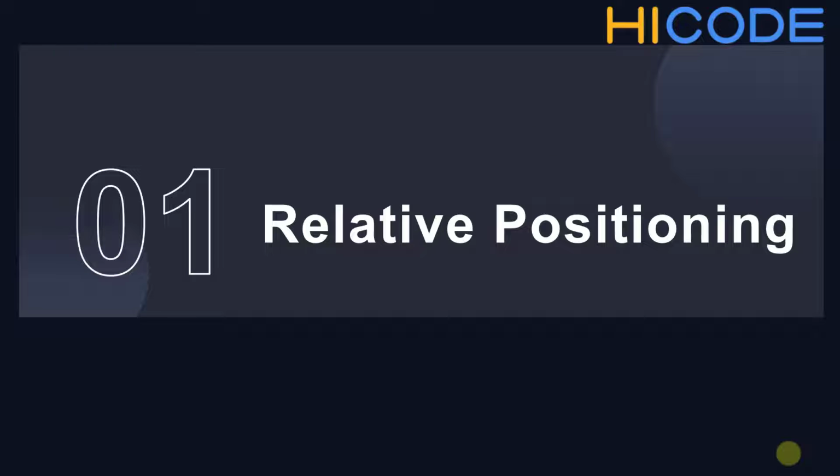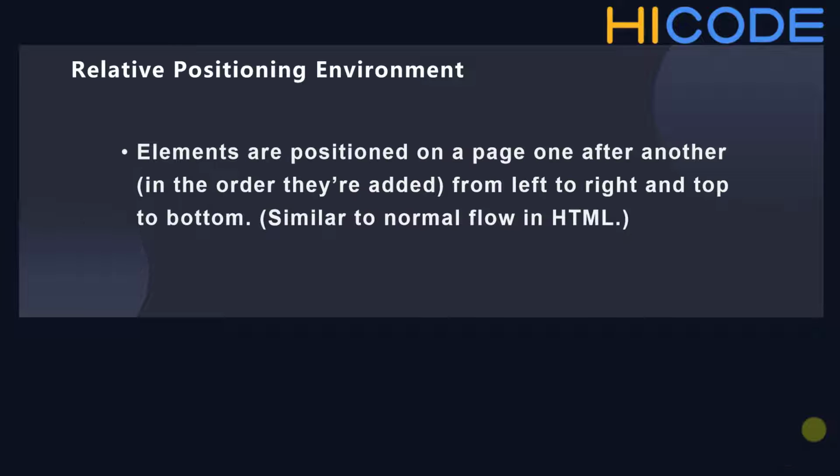First off, what is relative positioning? In relative positioning environment, elements are positioned on page one after another, in the order that they are added. They start from upper left and stack from top to bottom. This is similar to the normal flow in HTML if you are familiar with that. Let's go to the editor and see how it works.